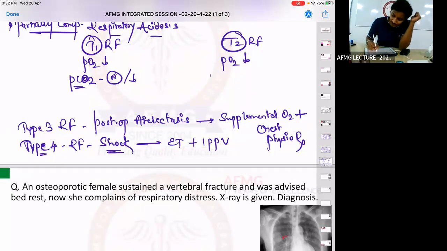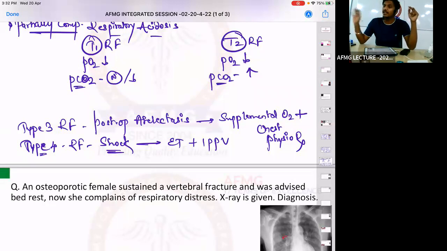Whereas in type 2 respiratory failure, the patient is hypoventilating, the respiratory rate is low, as in cases of COPD patients. The respiratory rate is low, and therefore there would be accumulation of carbon dioxide inside the body. Therefore, the PCO2 levels would be high. So quickly: PO2 levels are low in cases of type 1 as well as type 2. PCO2 is normal in type 1, but PCO2 is high in type 2. No issues with this. Let's play this very question here.